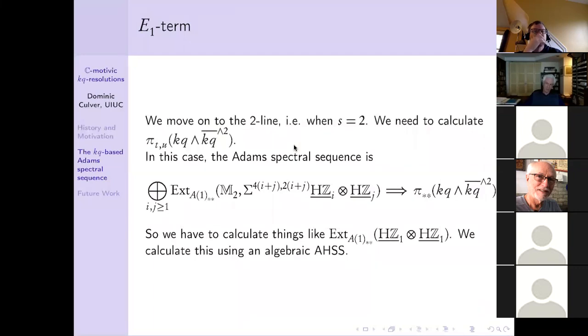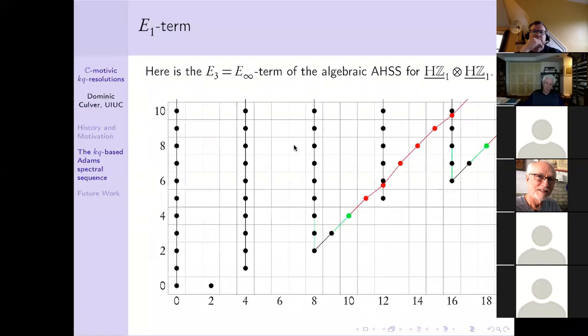This is what you get. From that decomposition I mentioned earlier, you can split the calculation into just calculating these Ext groups of these kinds of things. Let me not tell you exactly how you compute this. You compute the Ext groups of this thing again by an algebraic Atiyah-Hirzebruch spectral sequence. But this is the answer. This is what you get.